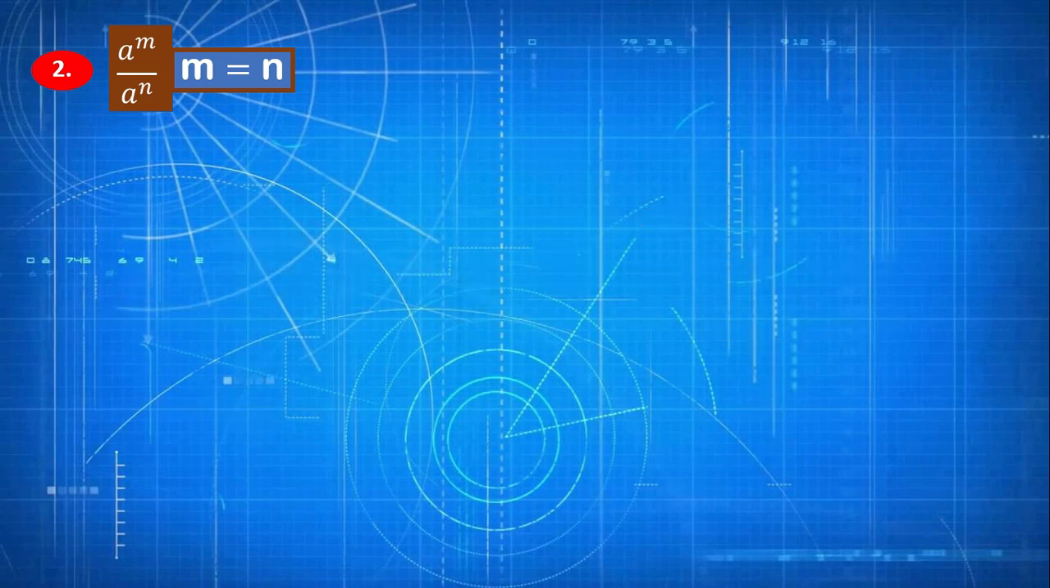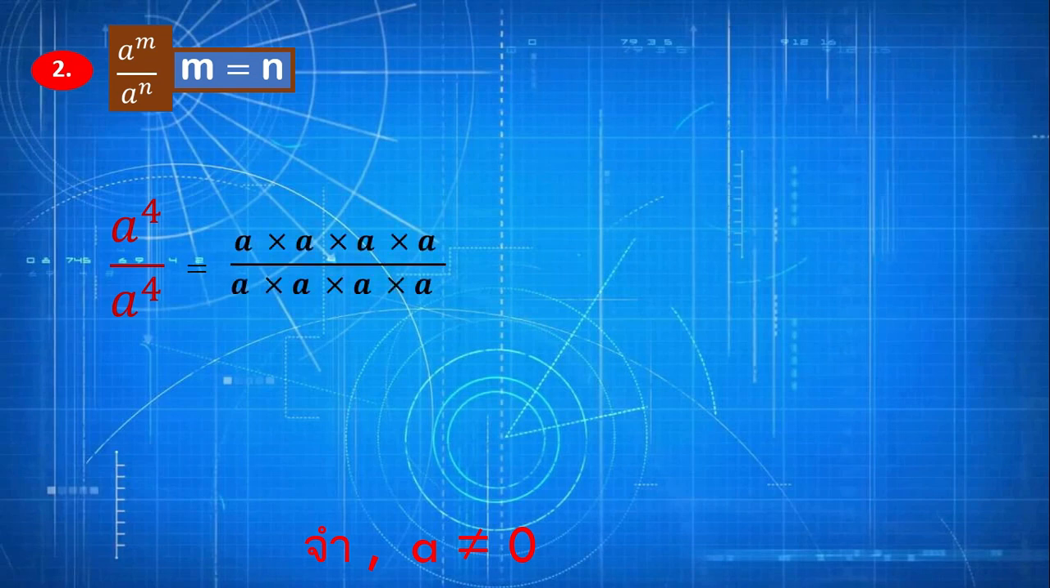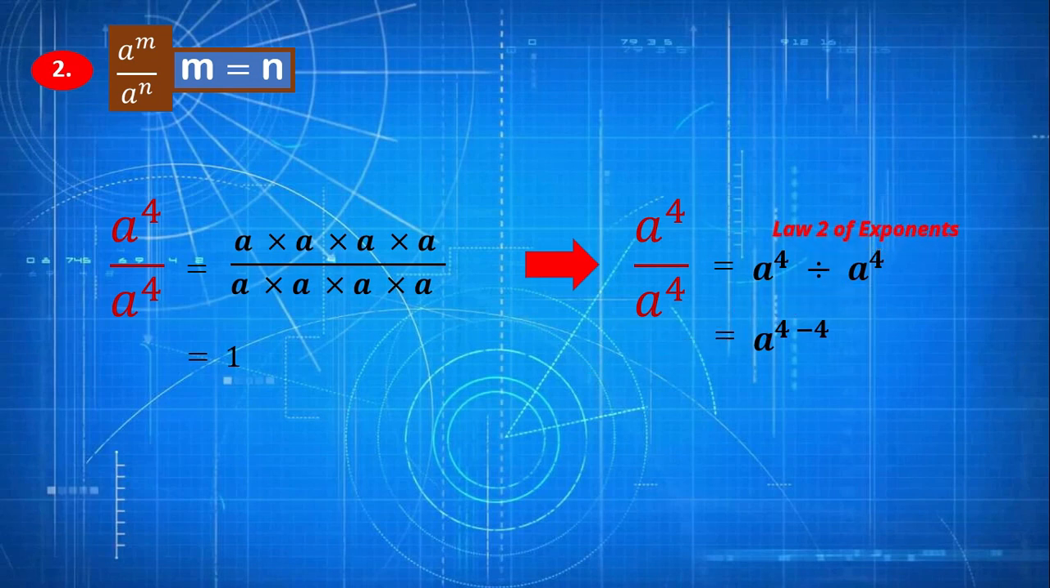Let's move on still with part 2. Still we get a to the power of 4 divided by a to the power of 4. When we expand it, we will still get 1. Now, if we use a different method, we get a to the power of 4 minus 4. Since the bases are the same, we will still get a to the power of 0, and this is the same as 1. Remember that any number to the power of 0 is equal to 1.